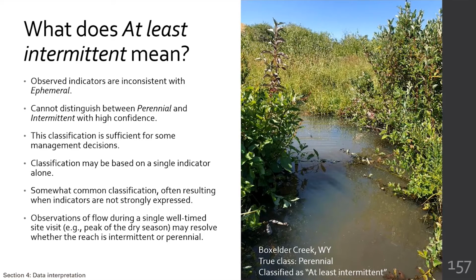It could also be a case that your indicators say the stream is ephemeral, but a single indicator was present. This wasn't all that uncommon of a classification in our development data. It typically happens when you have relatively weak expression of some indicators, like low abundance of aquatic invertebrates, low distinctness of vegetation. And sometimes a second visit can really help resolve between perennial and intermittent, like if you go at the peak of the dry season.